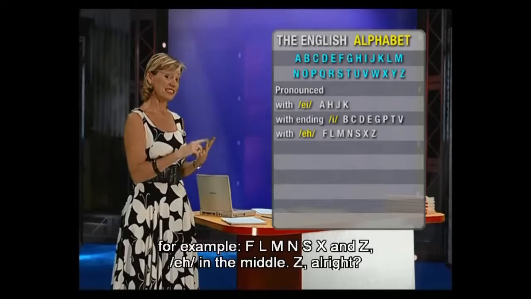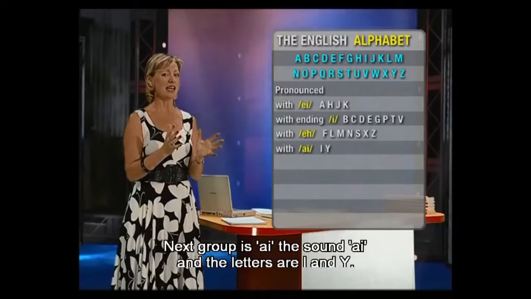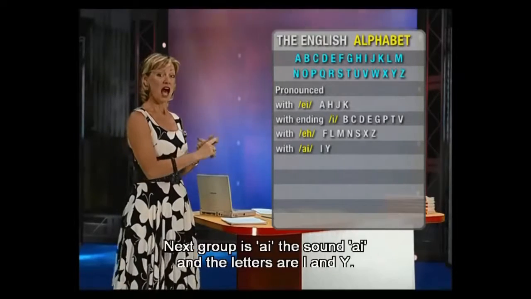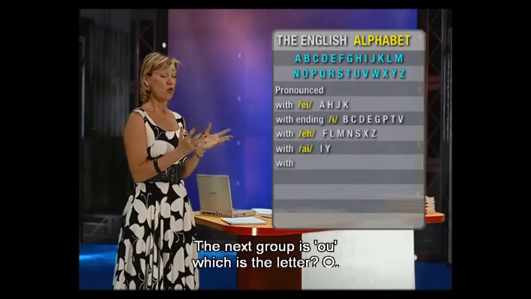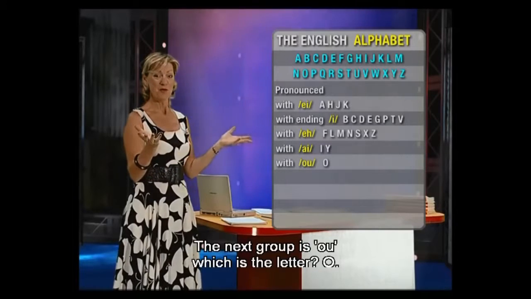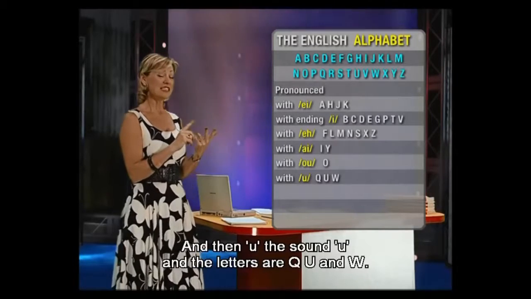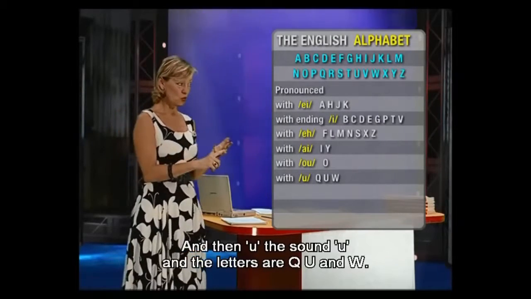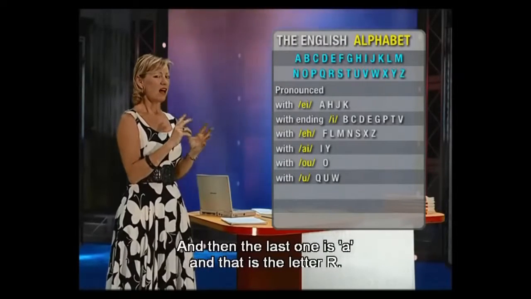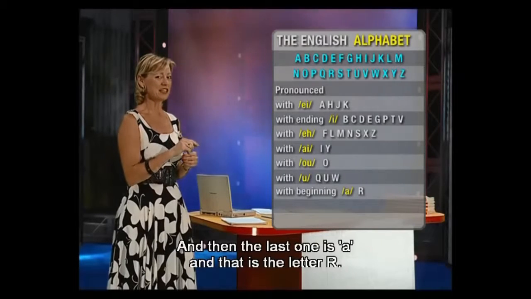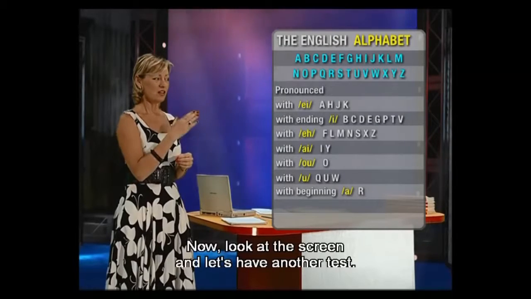E in the middle. Z. All right? Next group is I, the sound I. And the letters are I and Y. The next group is O, which is the letter O. And then U, the sound U. And the letters are Q, U, and W. And then the last one is R, and that is the letter R, and that's difficult.